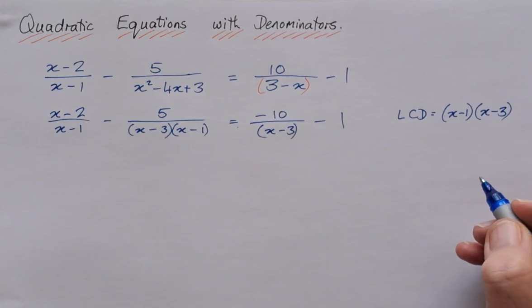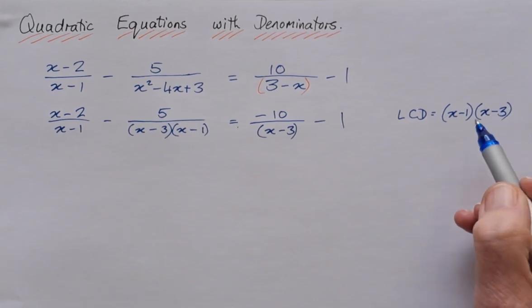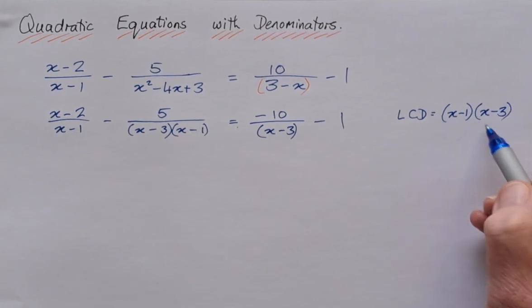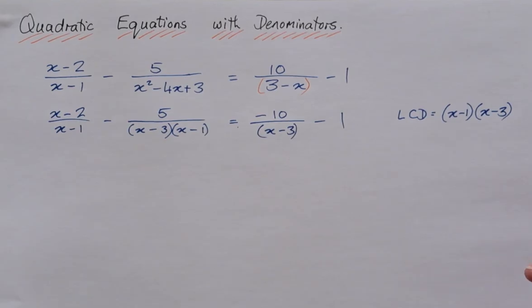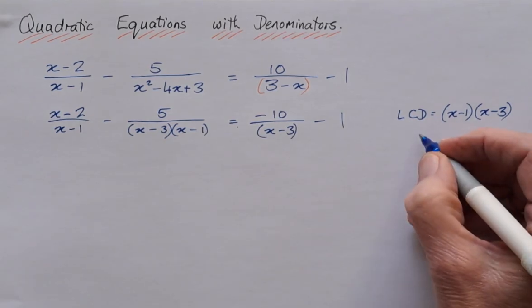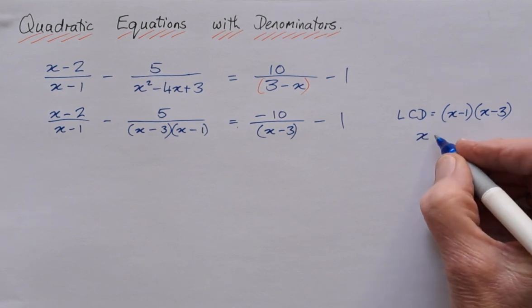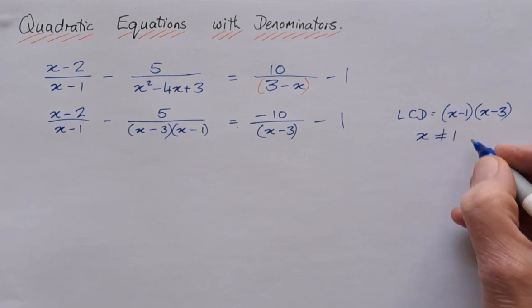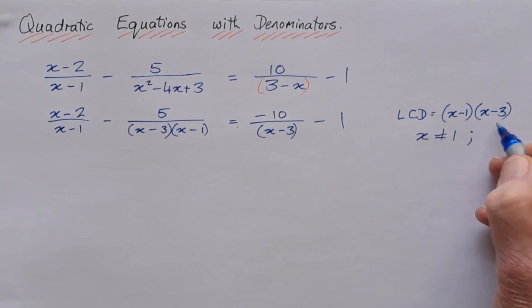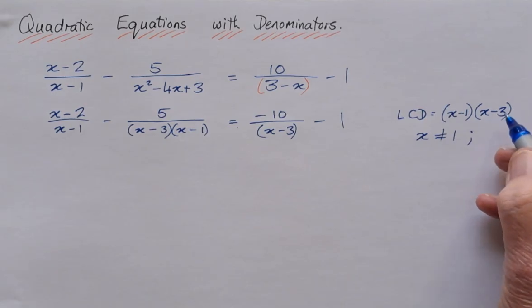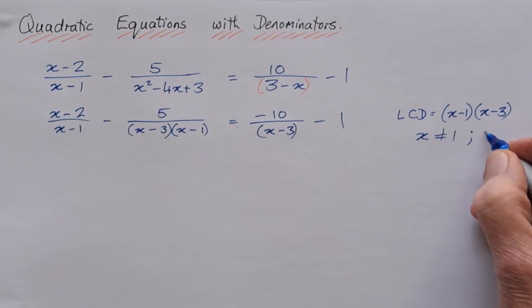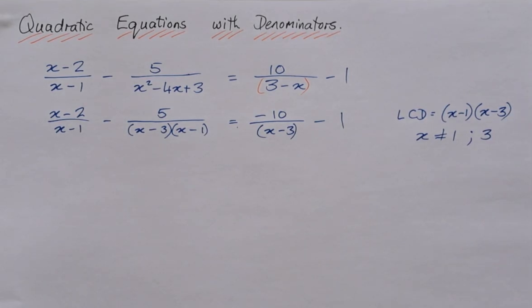Now I need to do my restrictions at the same time. So remember, anything in the denominator is not allowed to be equal to 0 because we can't divide by 0. So what x value would make this equal to 0? X is not allowed to be 1. And what x value would make that equal to 0? 3 minus 3. So x may also not be equal to 3.